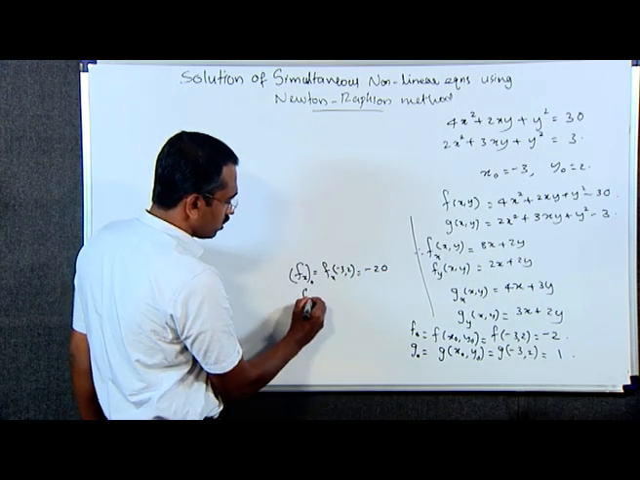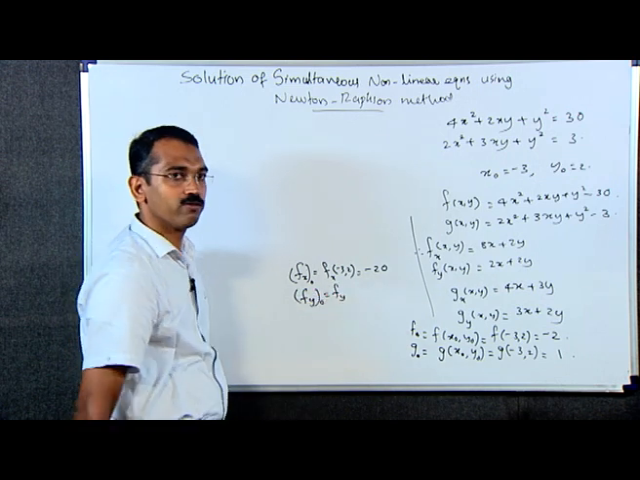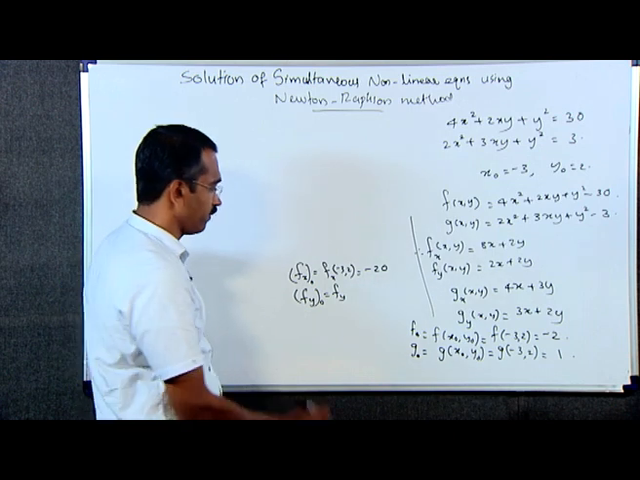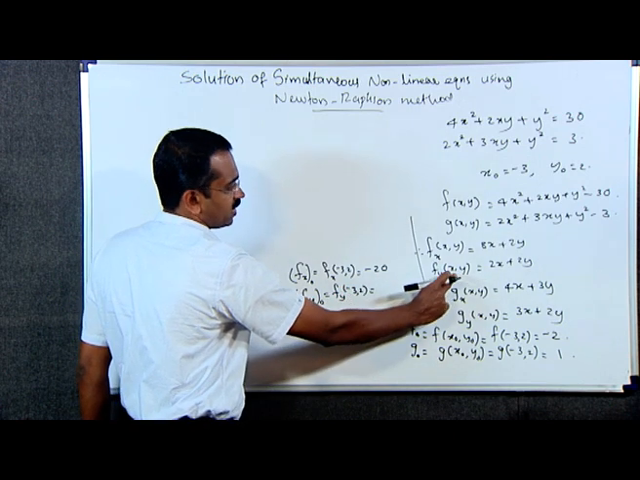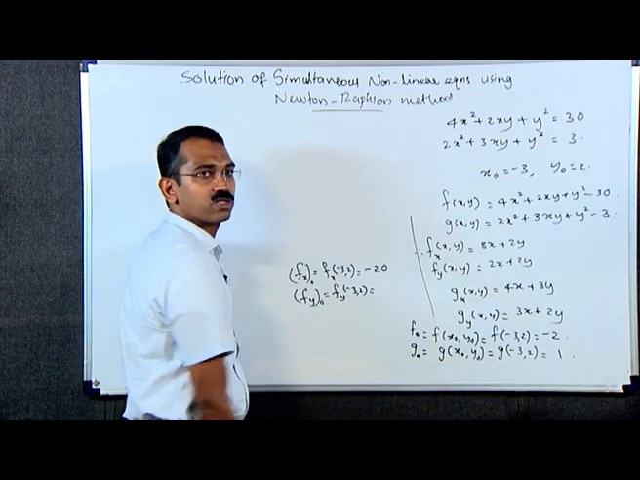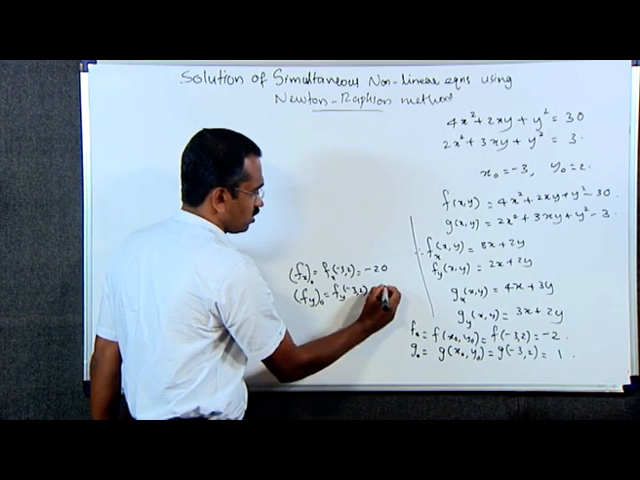Now, f y naught. F y naught means partial derivative of f with respect to y at the point minus 3 comma 2. Putting x is equal to minus 3 and y is equal to 2 in this expression, we will get f y at minus 3 comma 2 as minus 2.